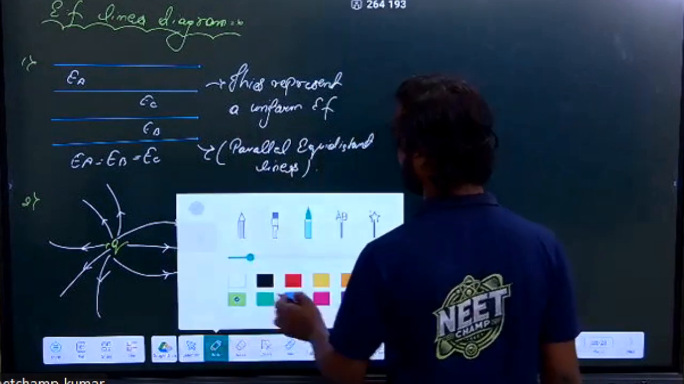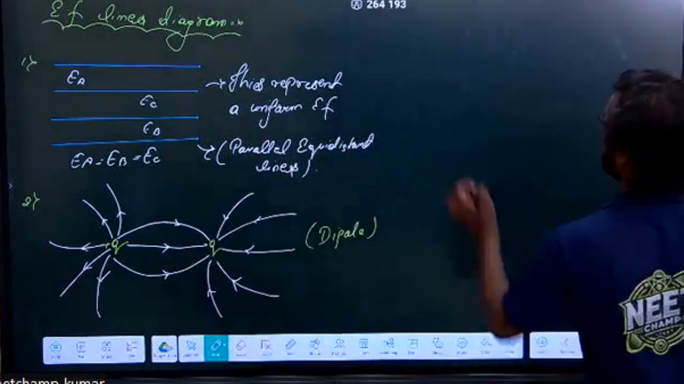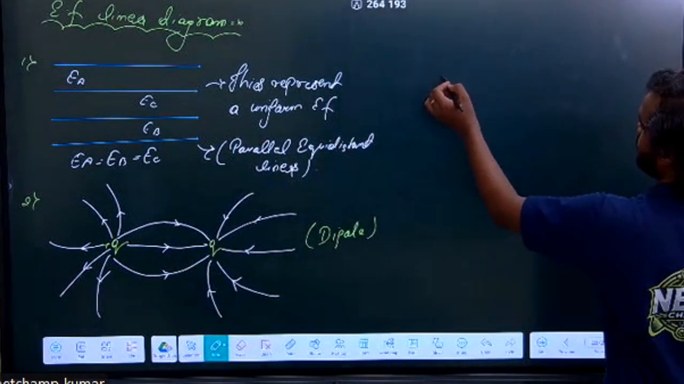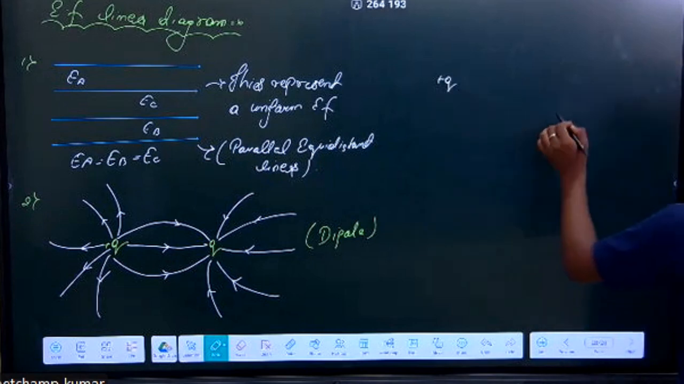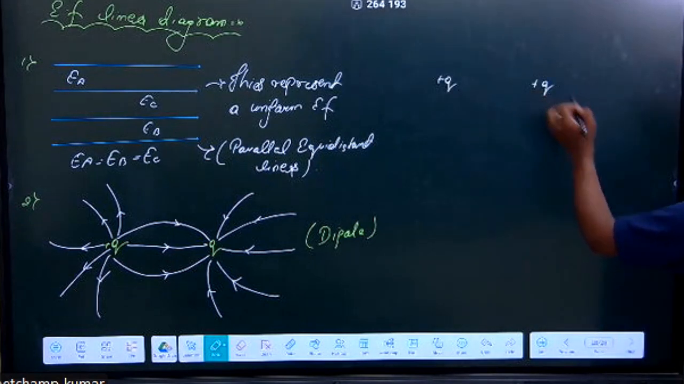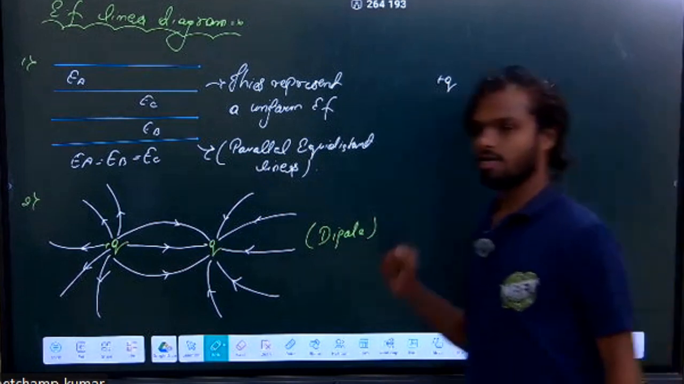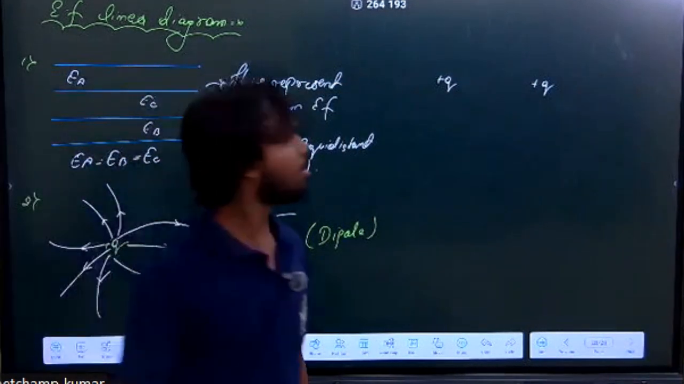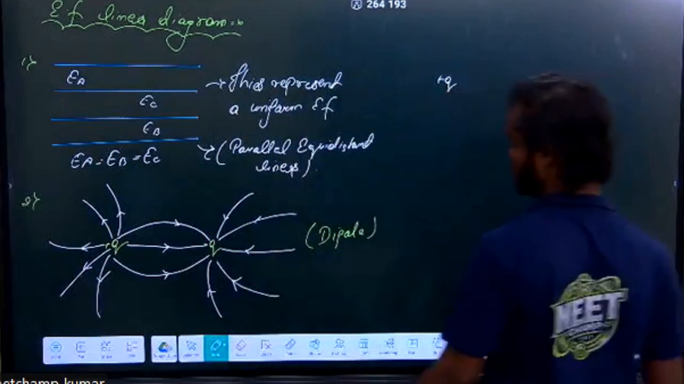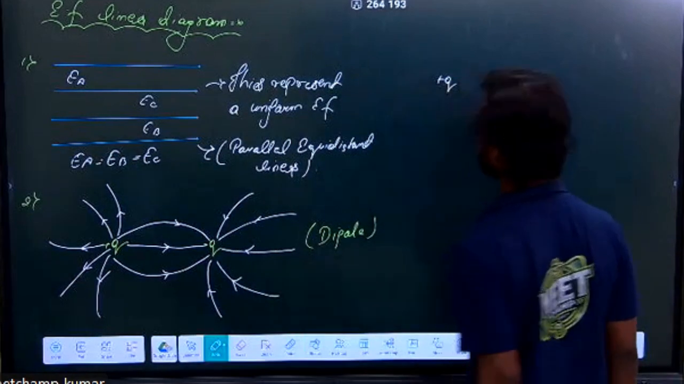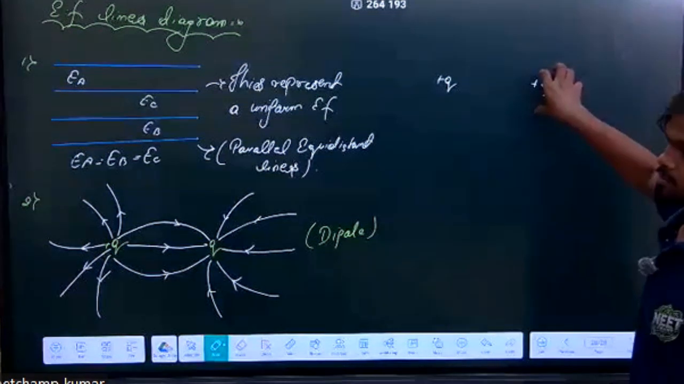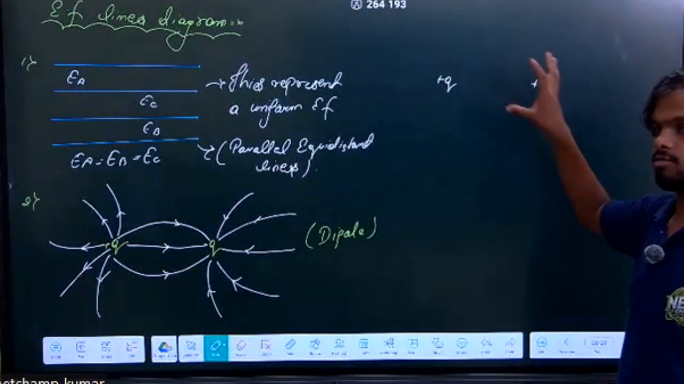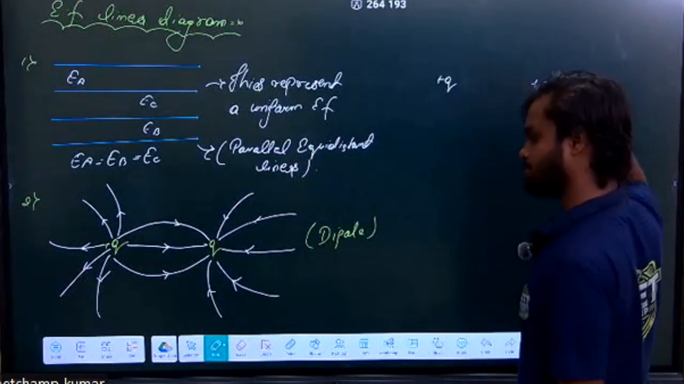If suppose I give you this configuration, there is a plus q, and there is also another plus q. Now can you draw the electric field lines for these two charges? Plus q and plus q are there. There are two charges, plus q and plus q. It is not minus q. Then what will the electric field lines look like?